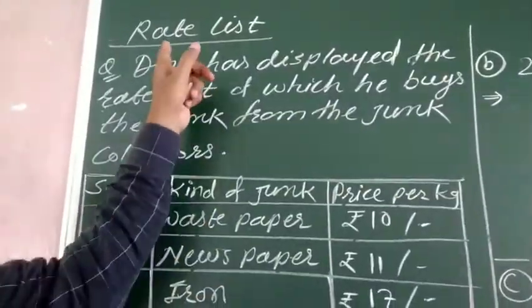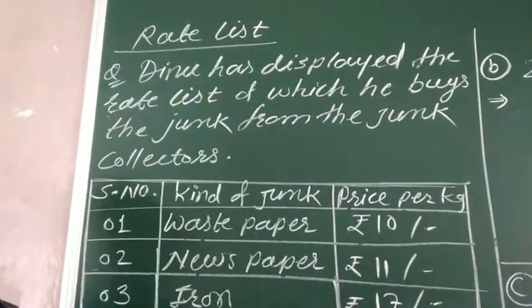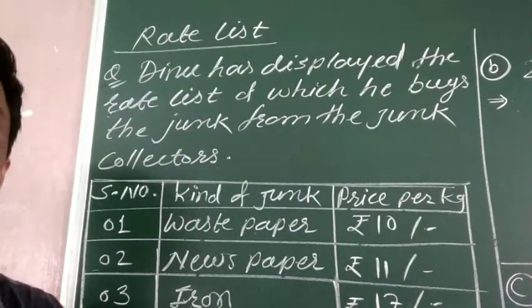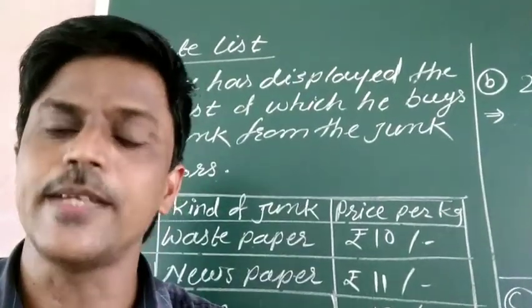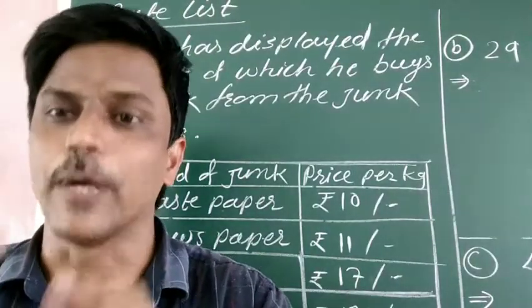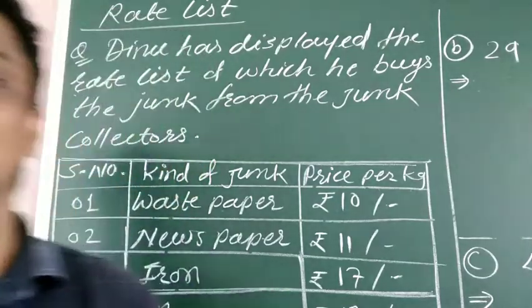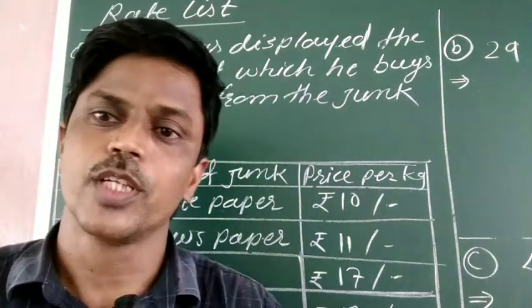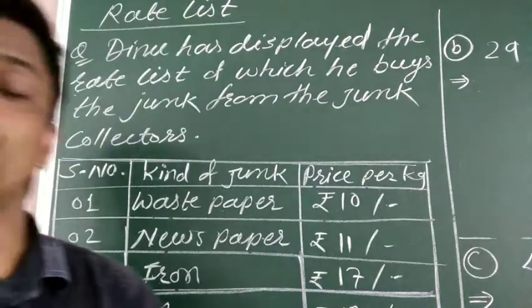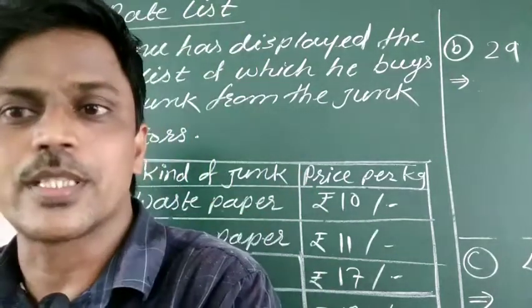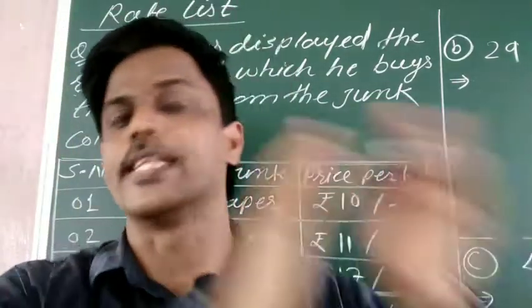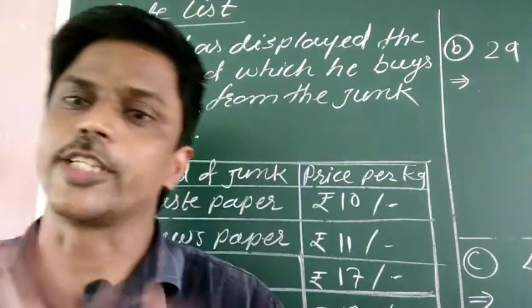See, today's heading is rate list. So what is a rate list? Rate means the price of any item per piece, per kg, like that. The price of an item per piece or per kg is called the rate of that item. Now, what is a rate list? The list in which the names of items and their rate per kg or per piece are mentioned is called a rate list.